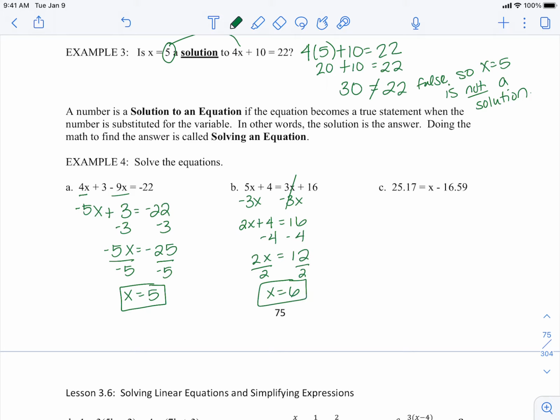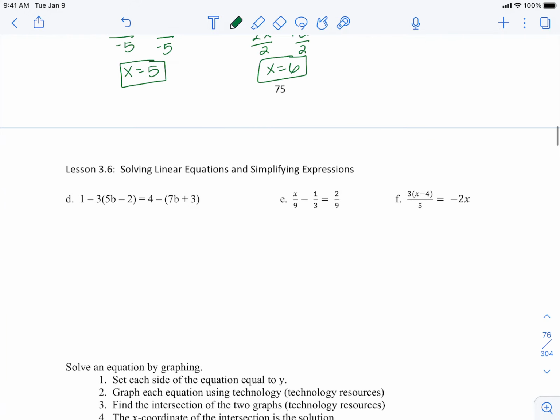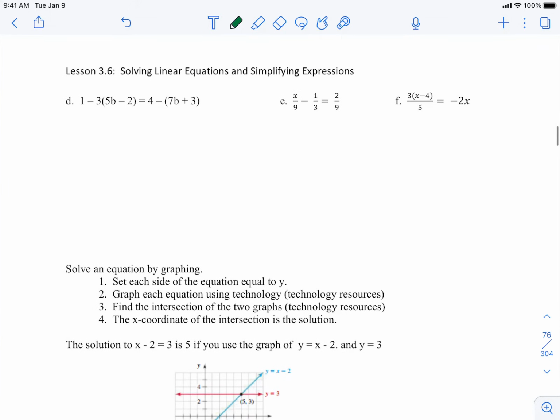For our last one, we simply add and we get x is equal to 41.76. All right, so to solve linear equations and simplify expressions.